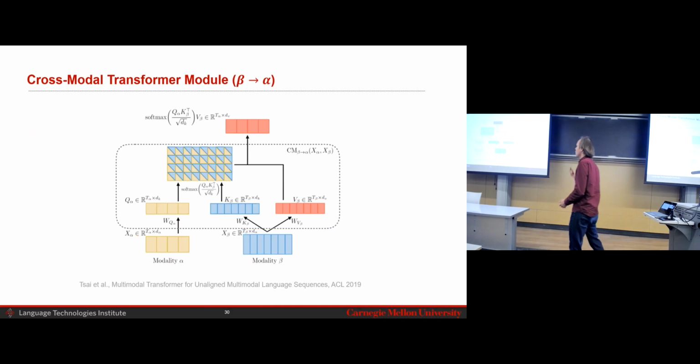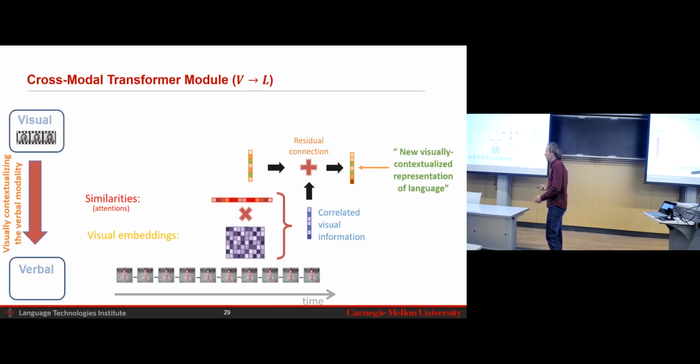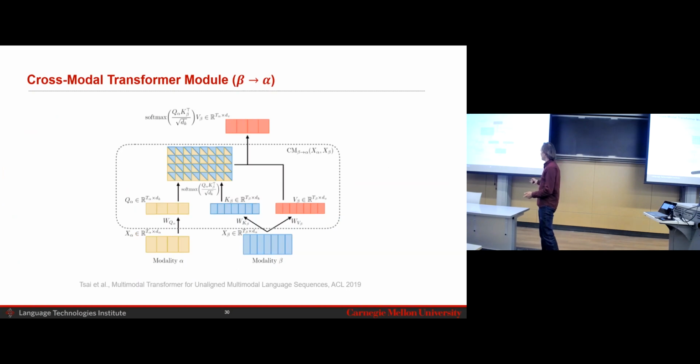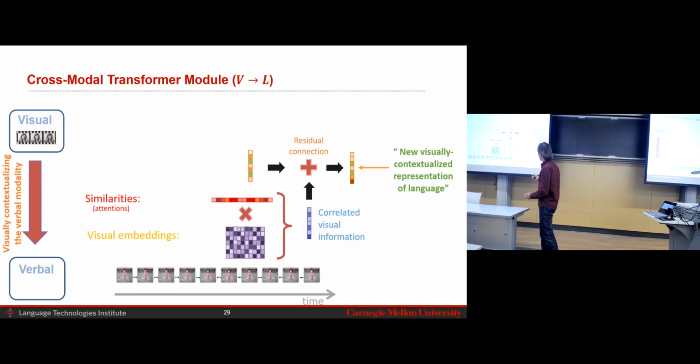But just before that, before I show you a bunch of BERT versions, I just want to say, when you think about it, when you contextualize, which one is the query? If you have verbal and visual, and I'm trying to create a new visually contextualized version of language, is language a query or is it a key?